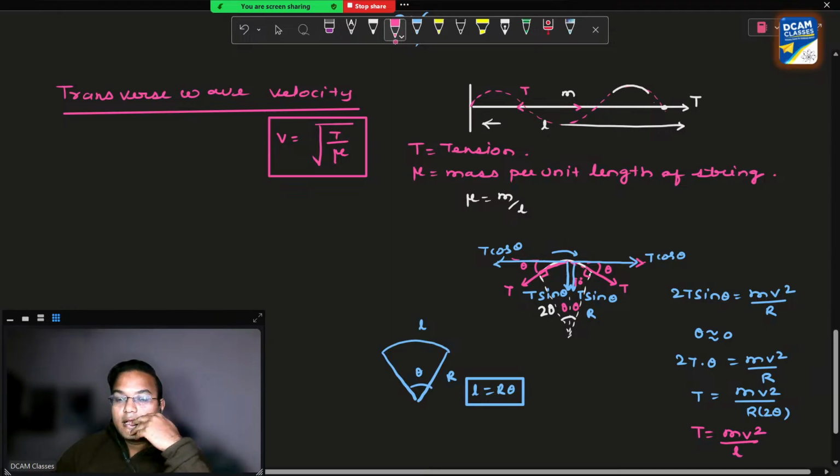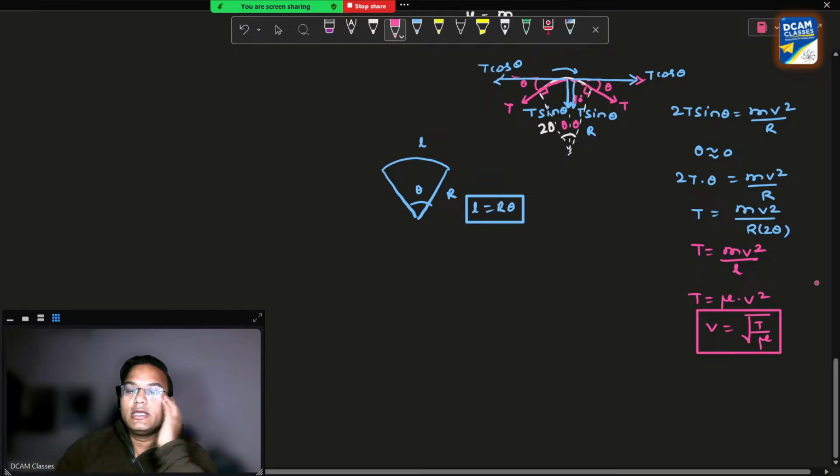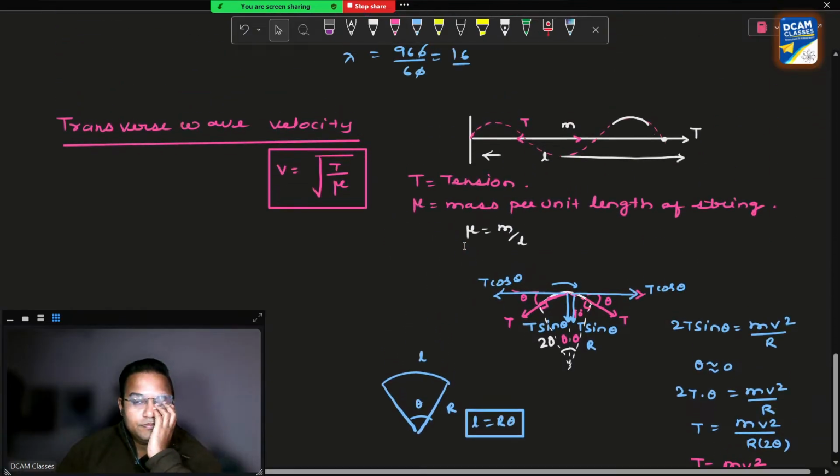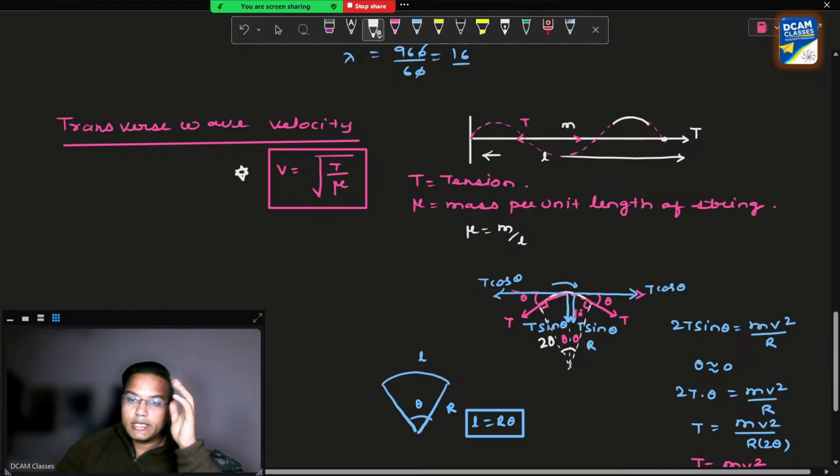So m by L is mu, so I can easily write T is equal to mu into v square, so v will be equal to root over T by mu. This is how we derive this. But it's not needed. Actually, they won't ask you. Derivation won't be asked.